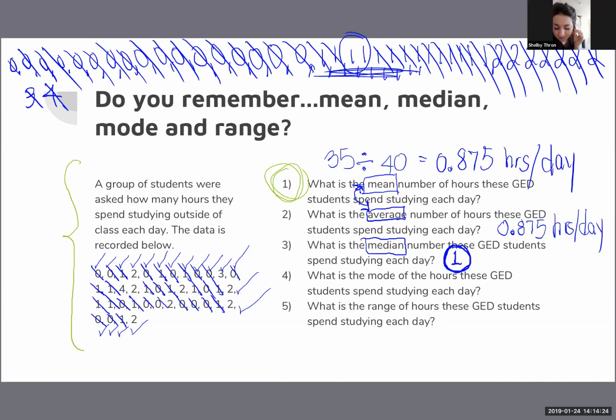Yep. Okay, so number 4, what is the mode of the hours these GED students spend studying each day? What does mode mean? The trend. Most frequent number. Trendy, that's right.